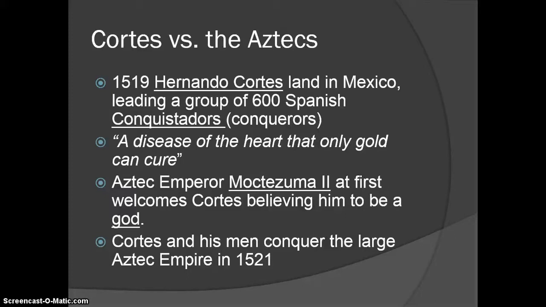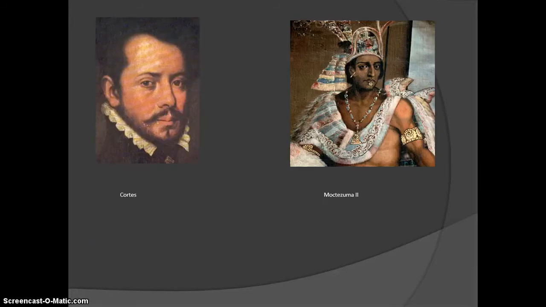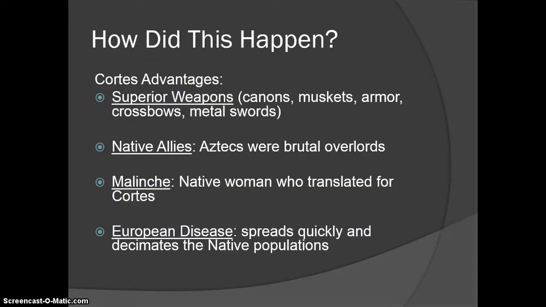They come into contact with the Aztecs and their emperor Montezuma, who at first believes Cortez is actually a god, but eventually they realize he's not, and Cortez and his small party conquer the Aztecs in 1521. So only 2 years later, they've conquered this massive empire. And there are some reasons for that. There are four: superior weapons, native allies, a slave girl named Malinche that Cortez acquires, and disease.